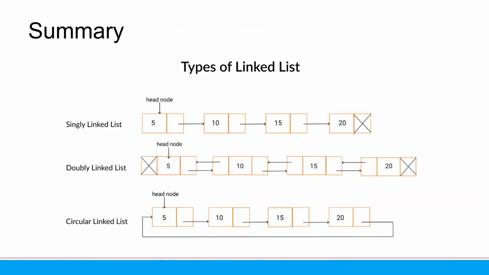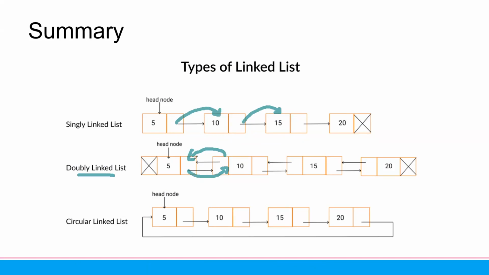As a summary, we can say that the linked list can be in the form of a singly linked list, which has one connector to the next element. For the doubly linked list, we have the connector to the next element, and the next element has a connector to the previous element.